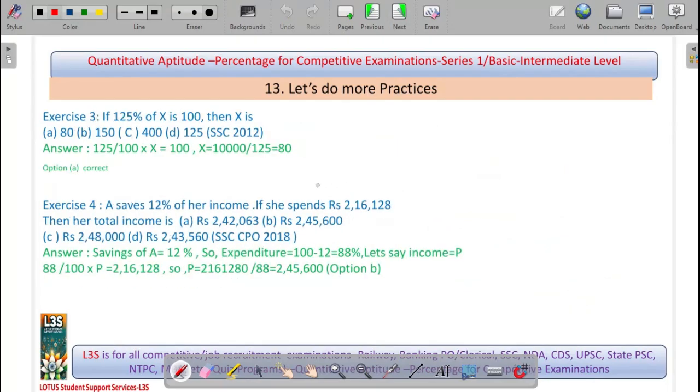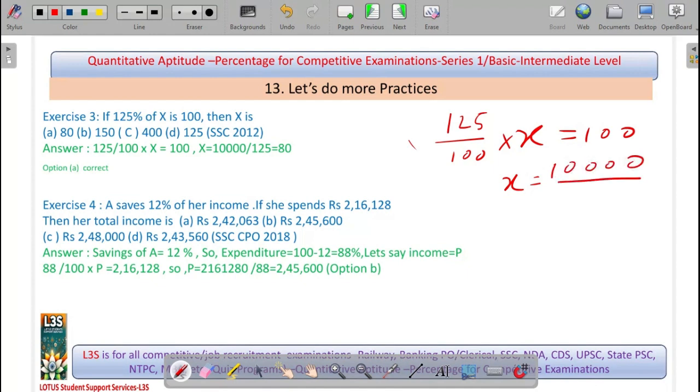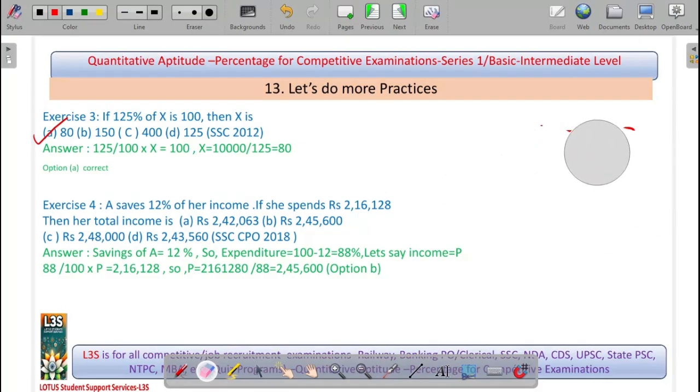If 125% of x is 100, then x is equal to which option? This came in SSC 2012. This is a very simple one. 125 by 100 into x equal to 100. Then x will be how much? So 100 into 100 by 125. This is equal to 80. So correct option here is 80. This way we have to do it. Next one.